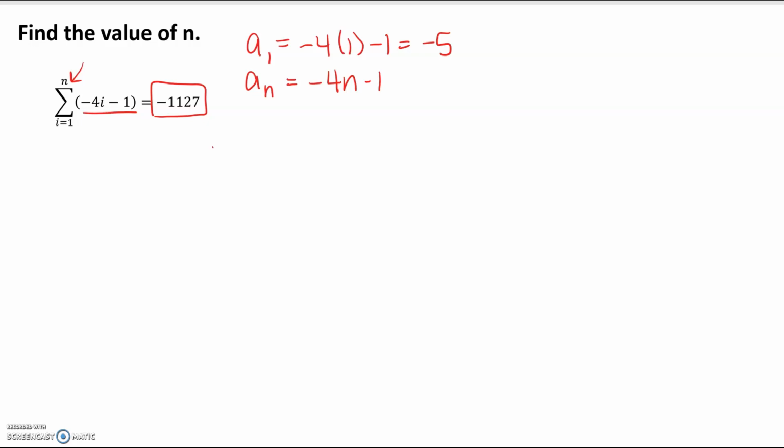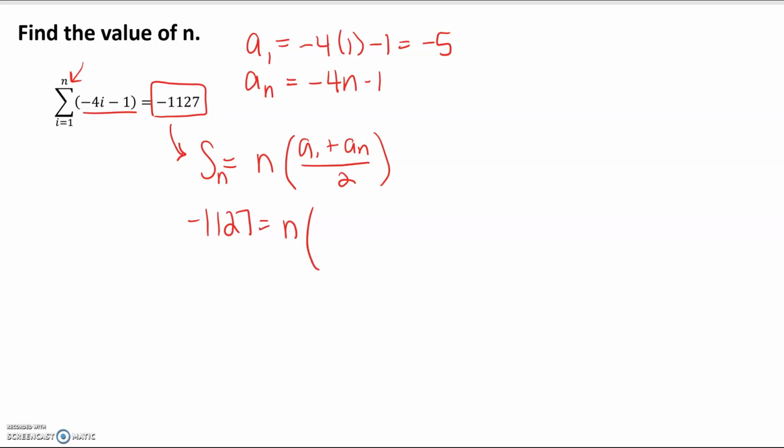-1,127. So when I set this up, I'm going to use that original formula that said S sub n equals n times my first term plus my last term over 2. Okay, so I know what I'm plugging in as my sum, -1,127. I don't know what n is, but I'm going to plug in what I know over here. So my first term is a -5. And then I'm adding to that -4n minus 1, and that's divided by 2.